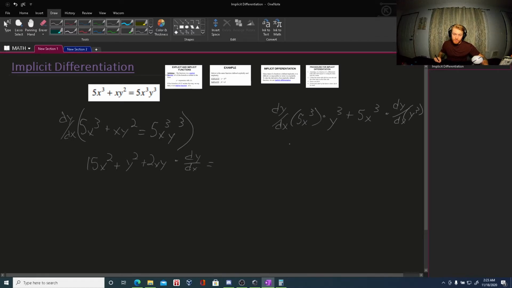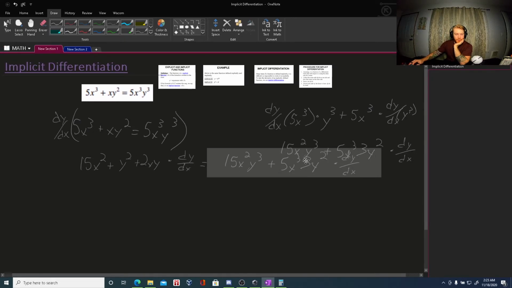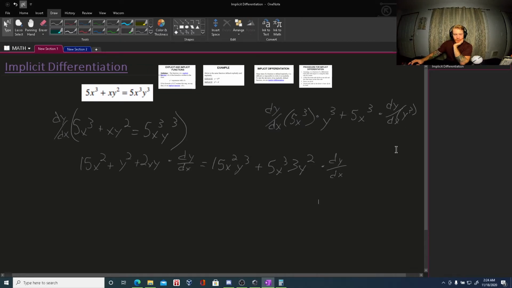And so the derivative of 5x cubed is 15x squared, times y cubed, plus the 5x cubed can just come down times the derivative of y cubed. We're going to have 3y squared, and don't forget to tack on the dy/dx on the end of that. And we can go ahead and fill this in right here. In fact, I'll just scoot it over right there. And this is what we have now. We broke it out, and it took a minute, but we broke it out.